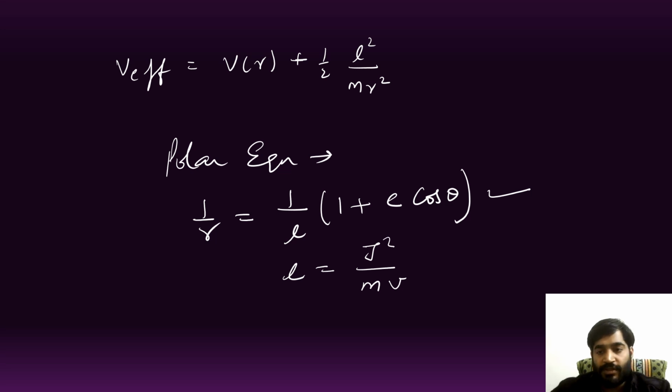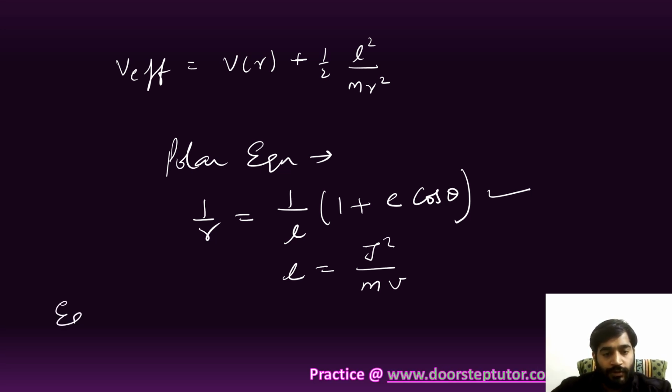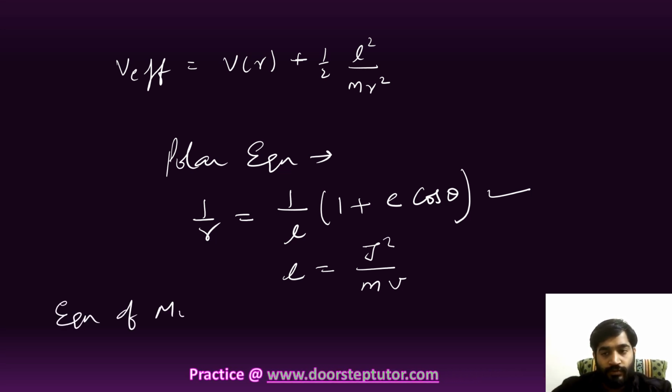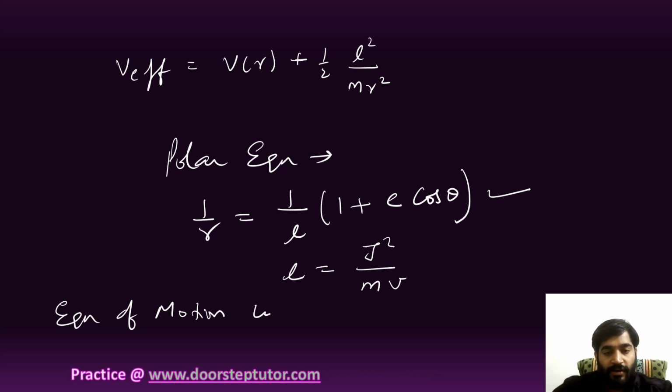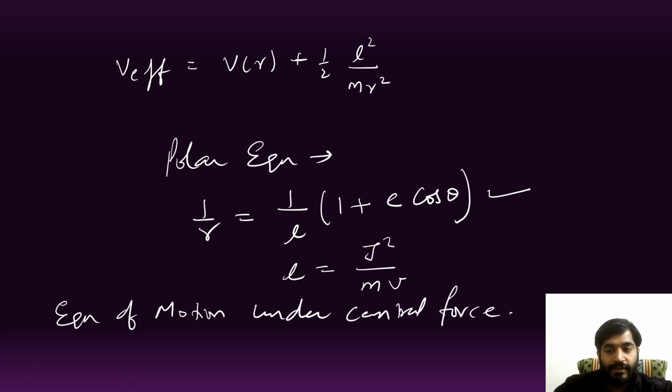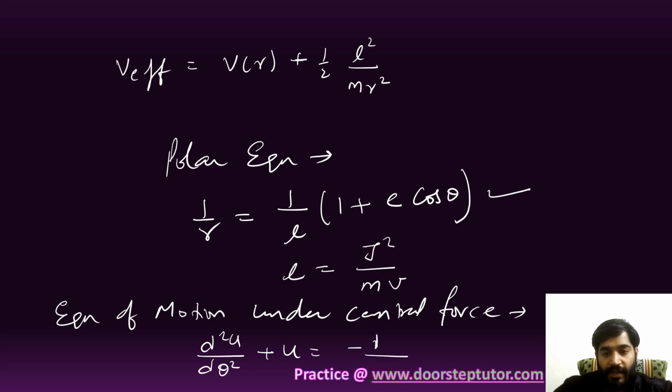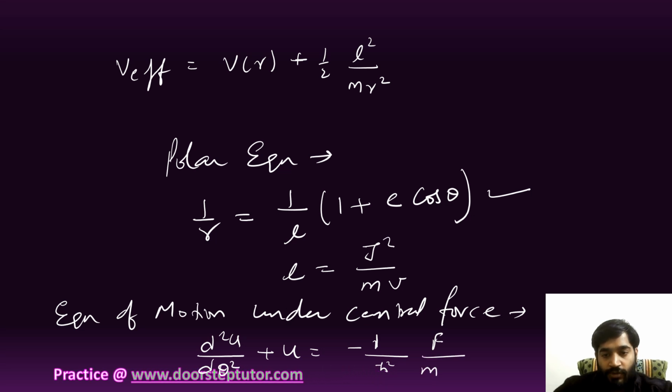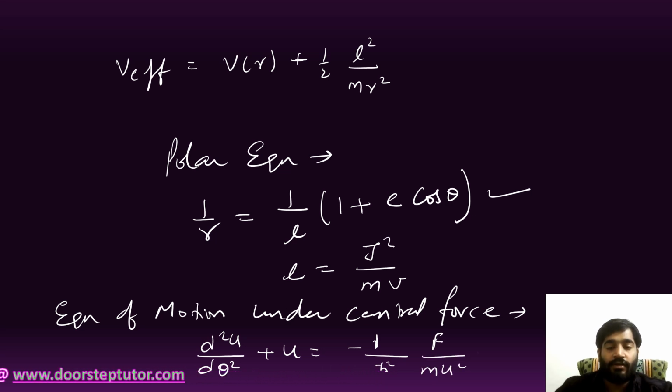Then your most famous equation of motion under central force, if you remember, and that is the most important, is d2u over d theta square plus u equals minus 1 upon h cut square, f upon m u square. So this is what you have to remember.